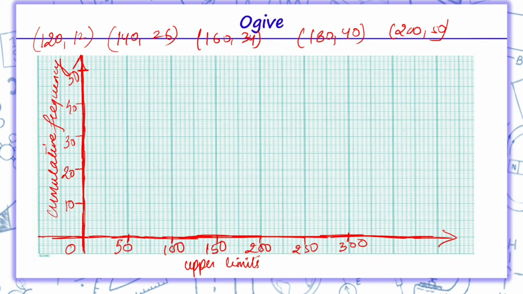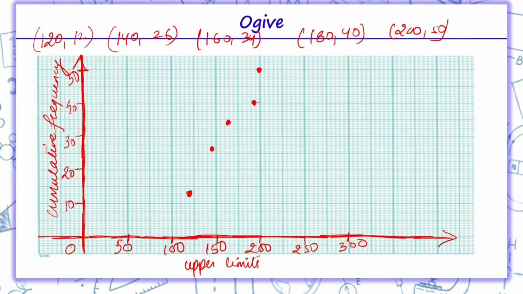So first point is 120 and 12. If we assume this is 120, so 120 and 12 will approximately come over here. So this is a coordinate of 120 and 12. Then we have 140. So 140 is coming over here, and 26, it will come here like this. Then 160 and 34. So 160 and 34 is over here. Then we have 180 and 40. So 180 and 40 is like this. Then we have 250, it is over here.